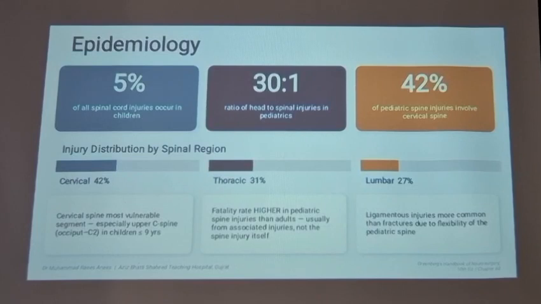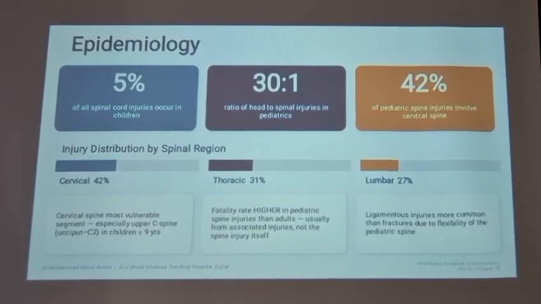So, epidemiology of pediatric spine injuries. They are very rare as compared to adults. Only 5% of all spinal cord injuries occur in children, and in terms of the head to spine ratio, 30% are head injuries and 1% are spinal injuries in pediatrics. The distribution is cervical 42%, thoracic 31%, and lumbar spine 27%.